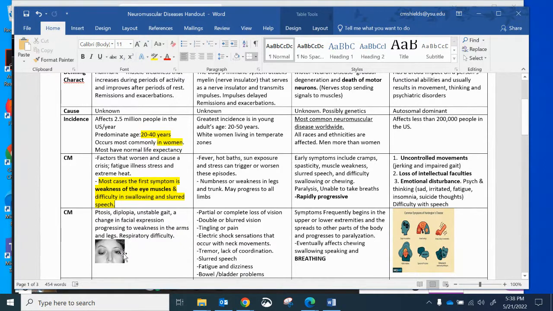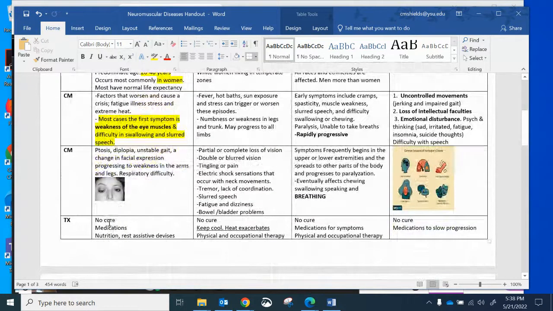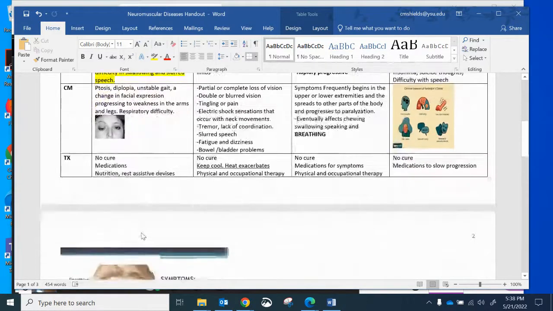Change in facial expression. No cure. There are medications that can help slow progression, some nutrition, and any type of assisted devices. So it's just symptomatic treatment.